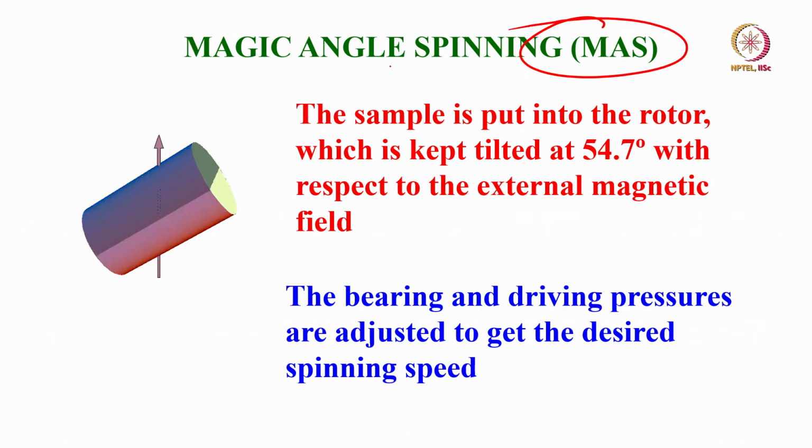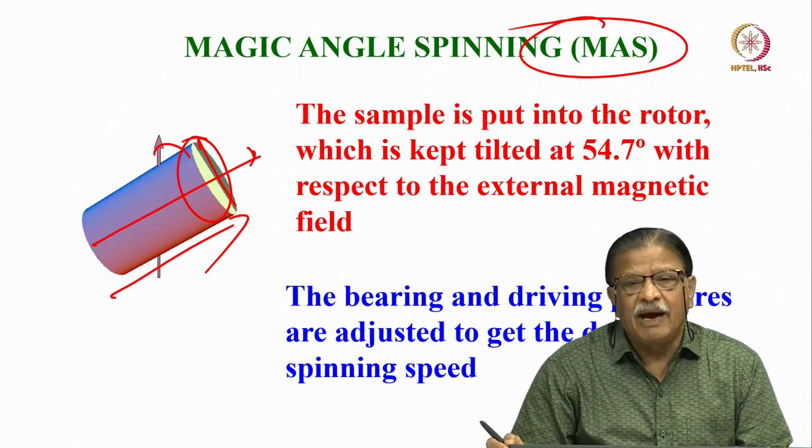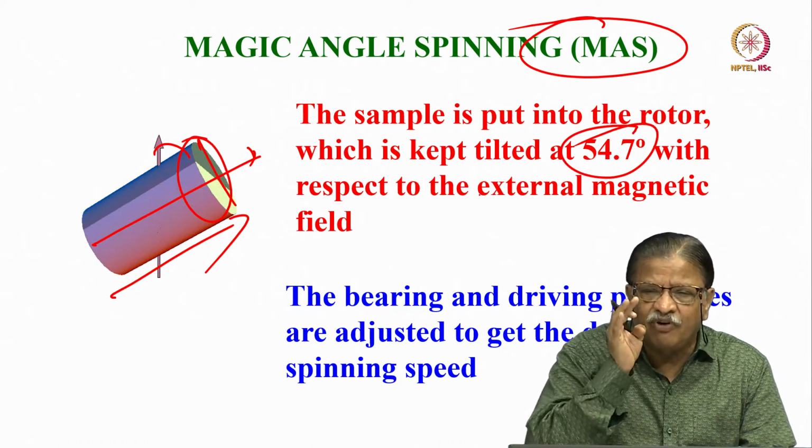Magic angle spinning is what you will do: take a sample, put it in a rotor like this, of length about, let us say, 1 to 1.2 centimeters, with inner diameter varying from 7 mm to 4 mm to 2.5 mm, three varieties of dimensions you can have. Put the sample into this, and align the axis of rotation of this rotor at a certain angle with respect to the magnetic field, called the magic angle, which is 54.7 degrees. Why does this 54.7 come?